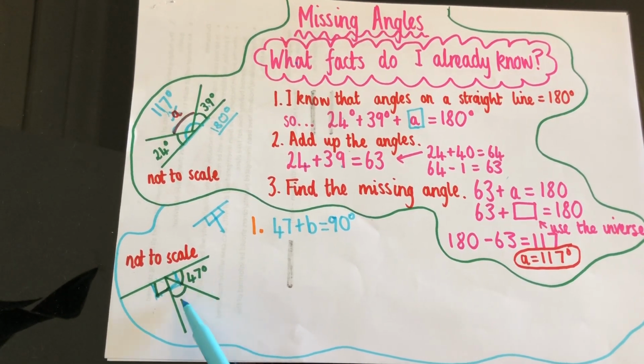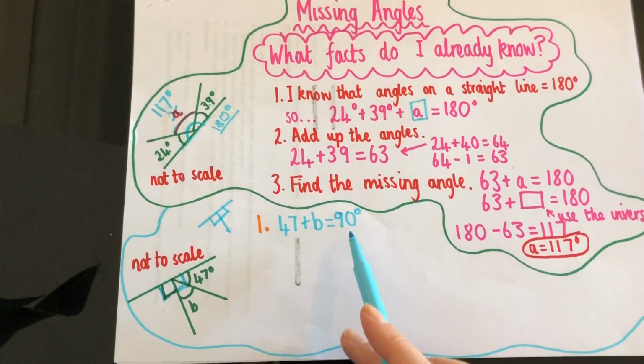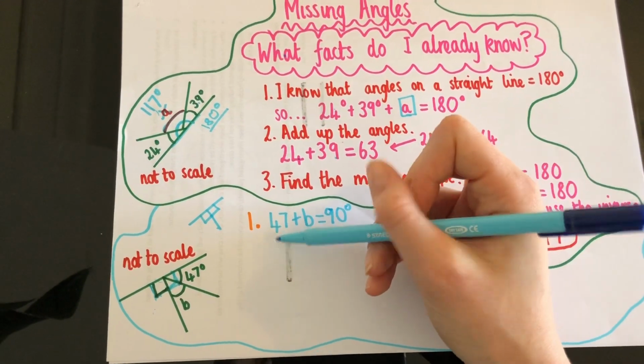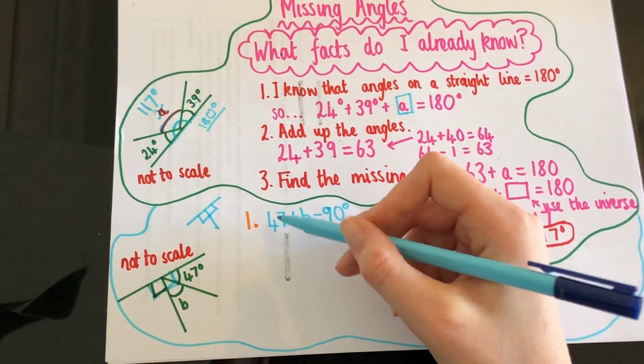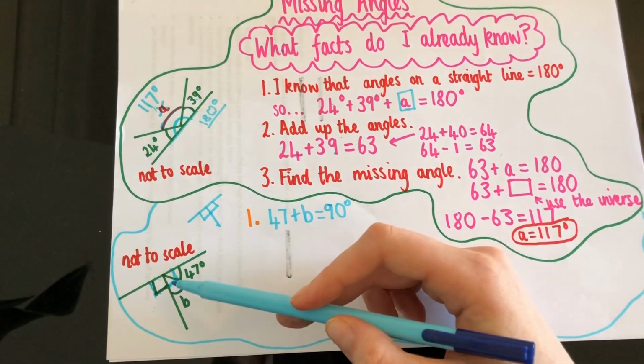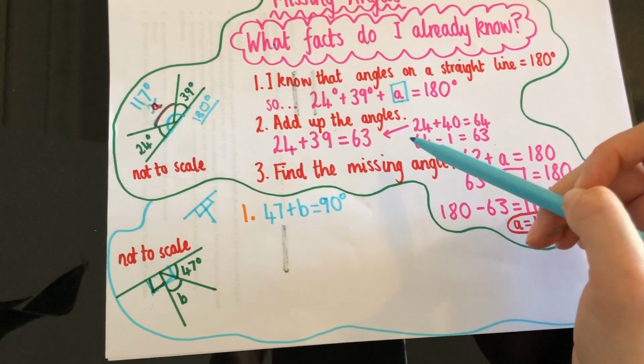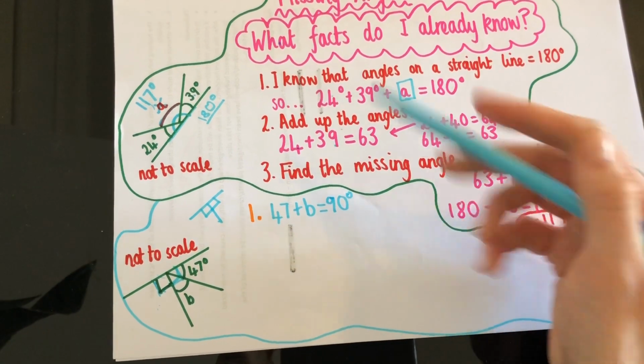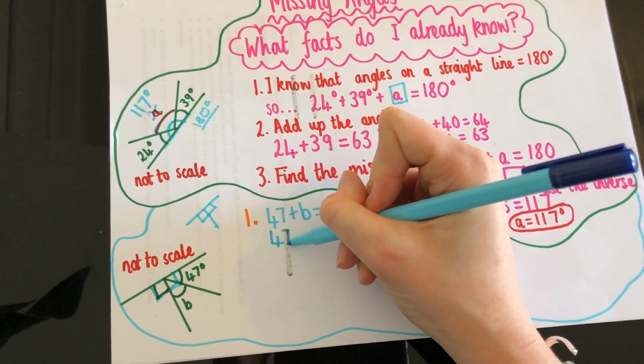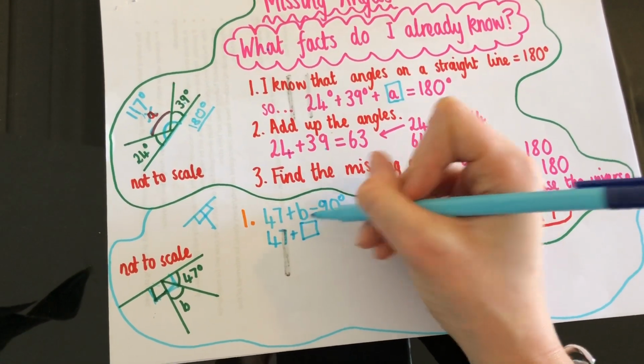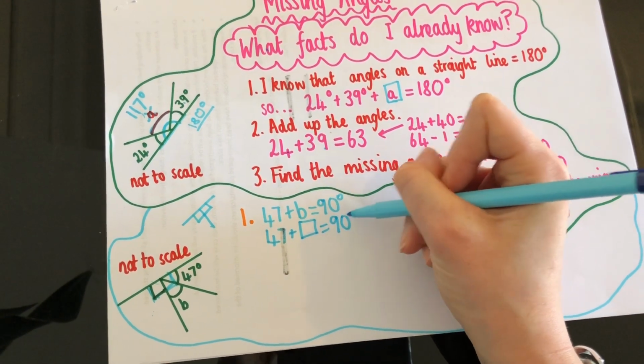So these 2 angles must add up to 90 degrees. So now I could look at my part 2. I don't need to add up the angles. I've sort of taken that step away, and I've already got my missing number sentence. 47 plus something is equal to 90 degrees.